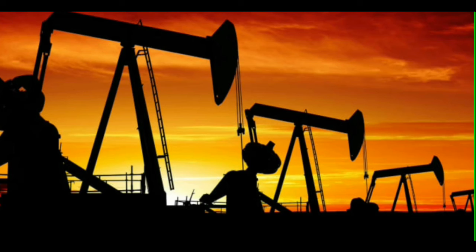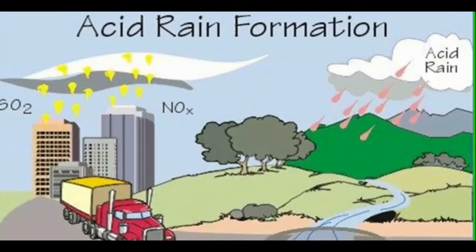Now, coal and petroleum contain carbon, hydrogen, nitrogen, and sulfur. When they are burnt, they release carbon dioxide and oxides of nitrogen and sulfur. Carbon dioxide is a greenhouse gas which causes global warming. Now, the thing we should be really worried about is the oxides of nitrogen and sulfur, because when they combine with moisture in the air, they can produce acid rain.